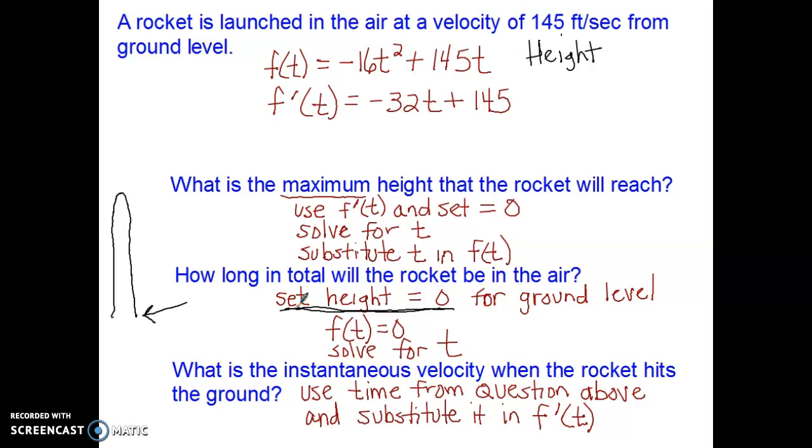Finding the instantaneous velocity when it hits the ground. In the physics world, they will tell you that it equals 0. Doing the calculations, we want to know that split second right as it goes to hit the ground. So we're going to use the time from the question above, and we would substitute it into the first derivative because that's instantaneous velocity.